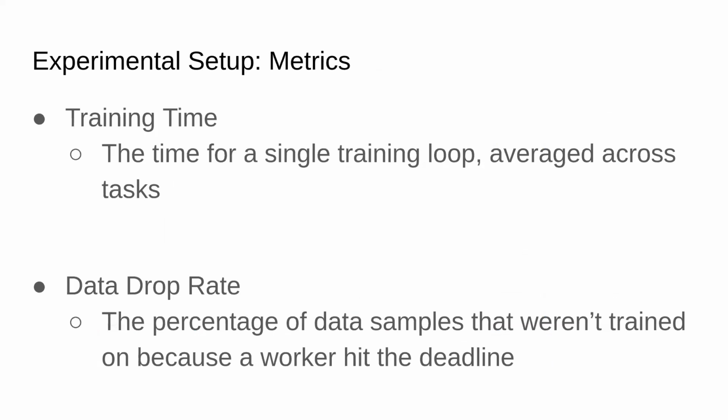I tracked success with two metrics. The first one is the training time, which is the time for a single training loop averaged across all tasks over the duration of the experiment. And I also recorded the data drop rate, which is the percentage of data samples that weren't trained on because the worker hit the deadline and couldn't finish the task that was allocated to it.